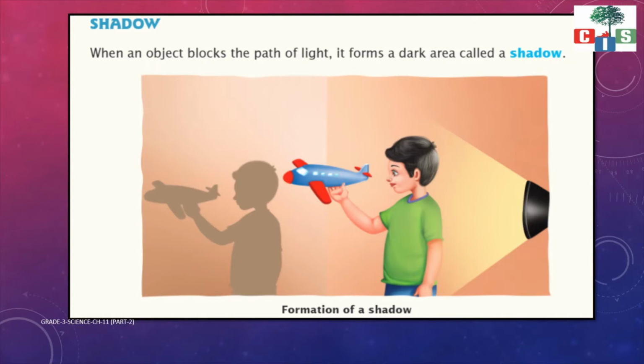Yes. See in the picture, a boy like you is making a shadow. Yes, can you see the shadow of the boy and the plane? Yes. So we are going to see how the shadow is formed. When an object blocks the path of light, it forms a dark area called a shadow. So you can see light is falling and in the path of the light, the boy is in between. Yes. So because of that, the shadow is formed.